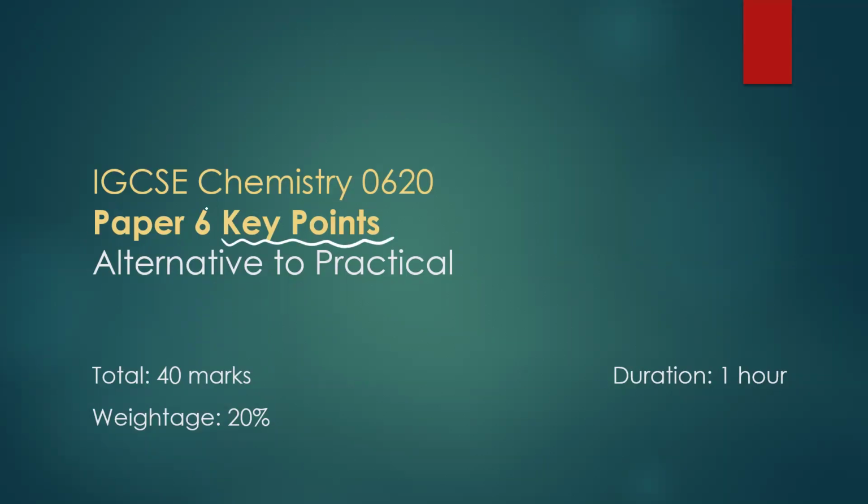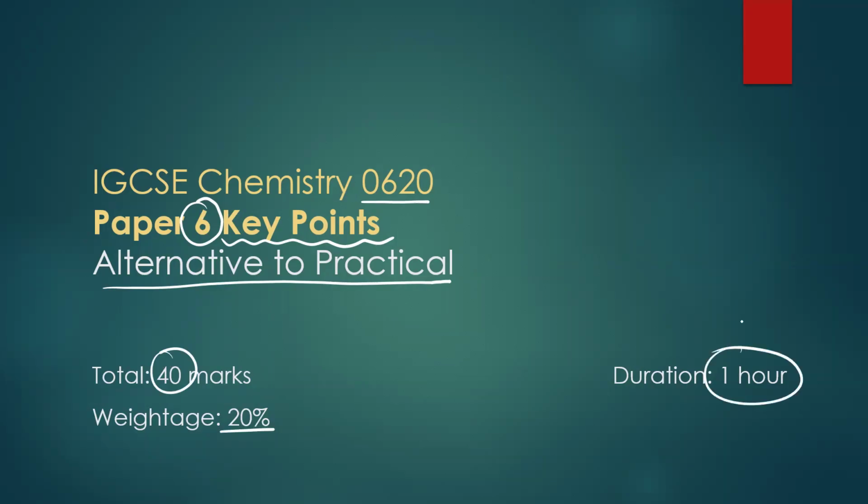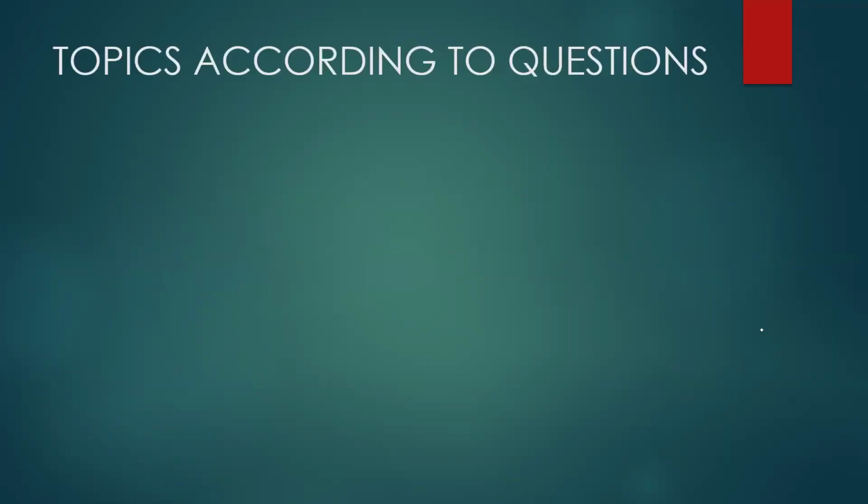Today we are going to discuss some of the key points you need to know to attempt 0620 Paper 6, which is Alternative to Practical. The total marks of this paper are 40 and the weightage is 20%. The duration given to you to attempt the paper is 1 hour. So let's start, and here are the topics according to the questions.